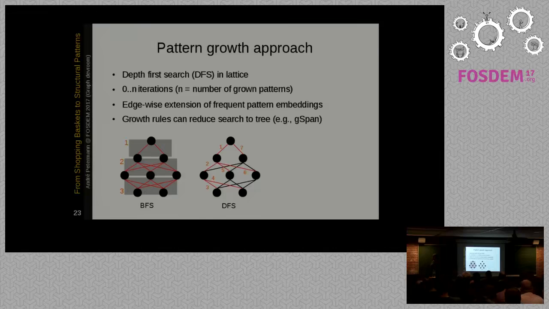The idea is that we have an edgewise extension of frequent patterns, and the growth rules can reduce the search to a tree. For example, the gSpan algorithm is a very popular example of this category. The problem, where the isomorphism still occurs, is that sometimes we don't want to visit, for example, this link in the lattice, but we accidentally visit it. This is why we need to check the graph representation to see if it's really on this tree that we wanted to find.